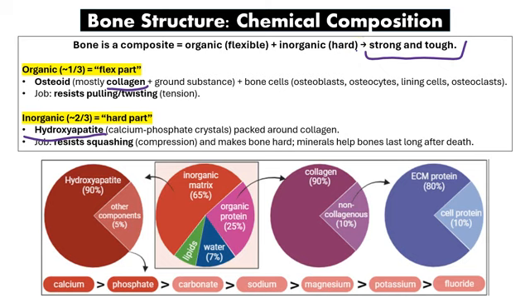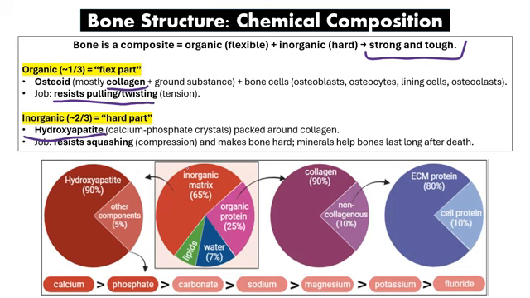So let's focus on the organic layer, which we already said is only 1/3 of the overall composition of the extracellular matrix. Again, mostly collagen. And of course it has bone cells, and the whole goal is that it's going to resist pulling and twisting. So it's going to be resisting tension. Okay, that's why it's super strong.